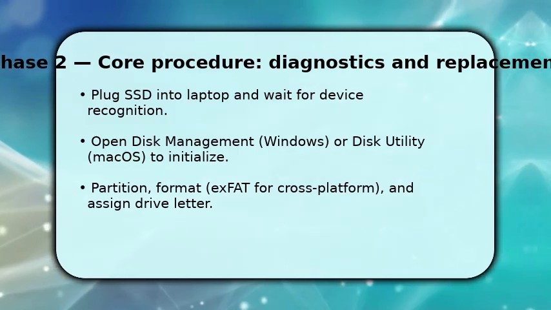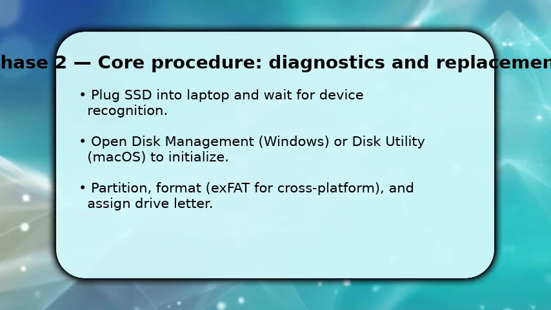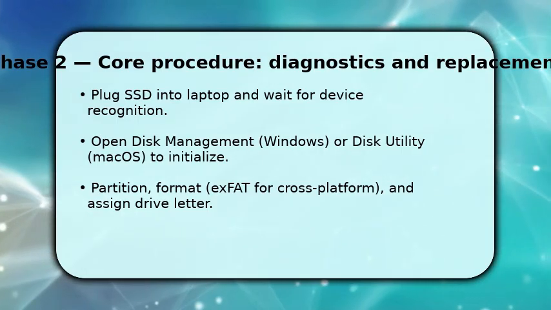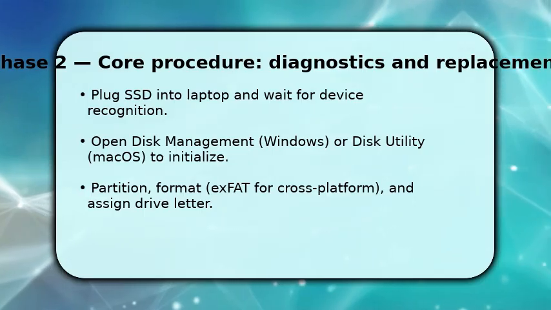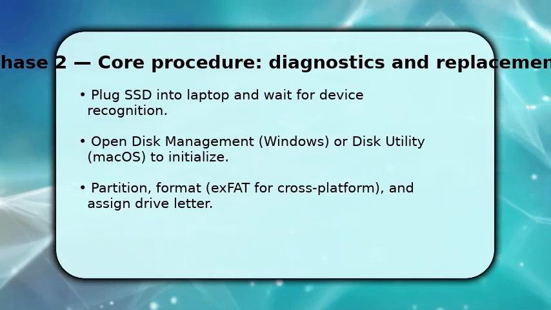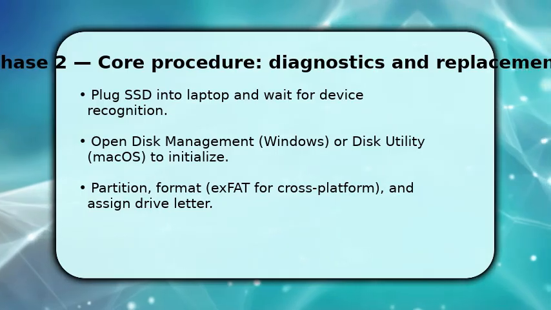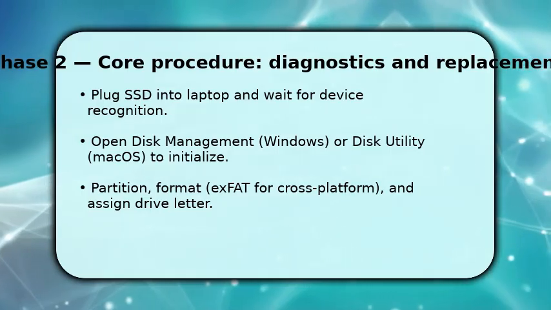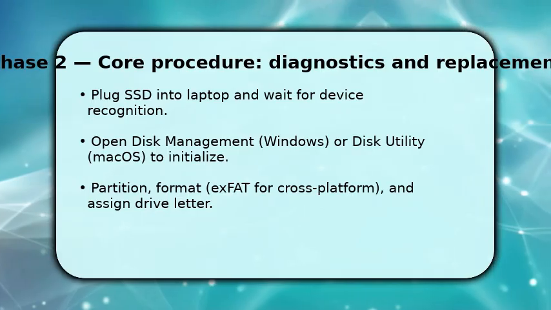On Windows, open Disk Management. On Mac OS, open Disk Utility. If the drive is new, initialize it. Choose GPT for modern systems. Create a partition, format with exFAT for cross-platform use, or APFS/NTFS if specific to one OS.